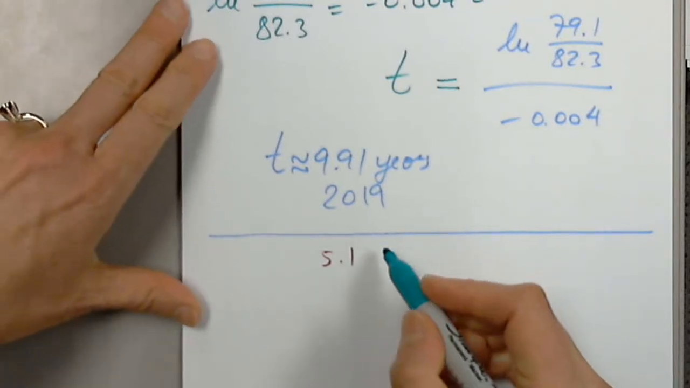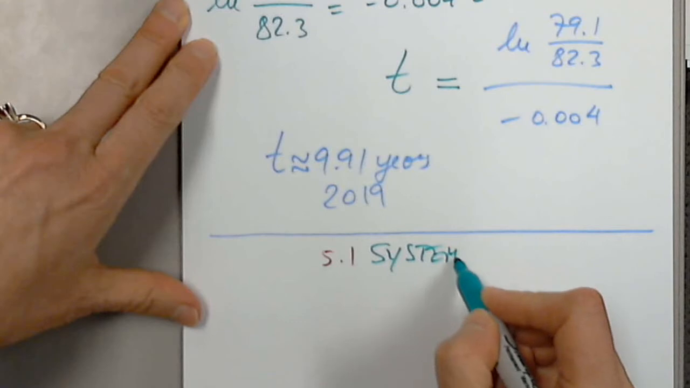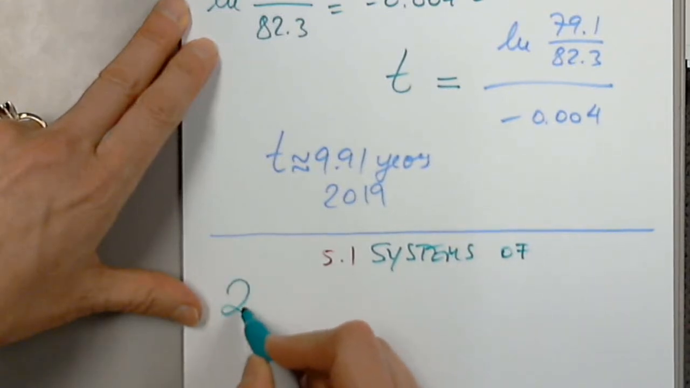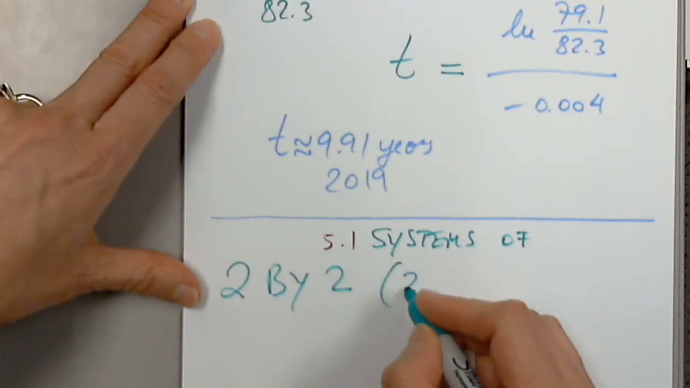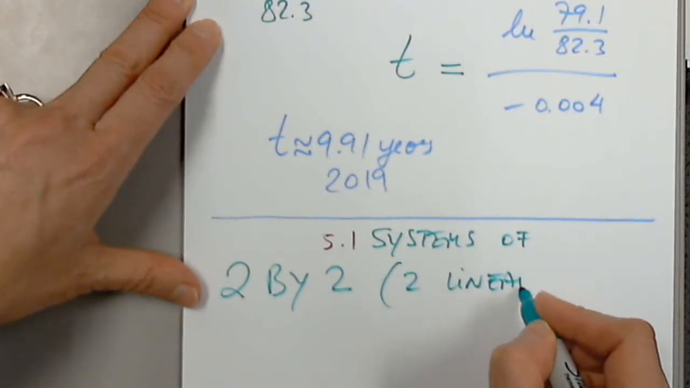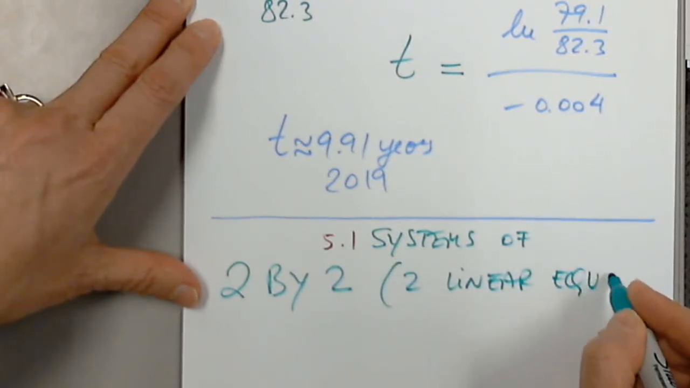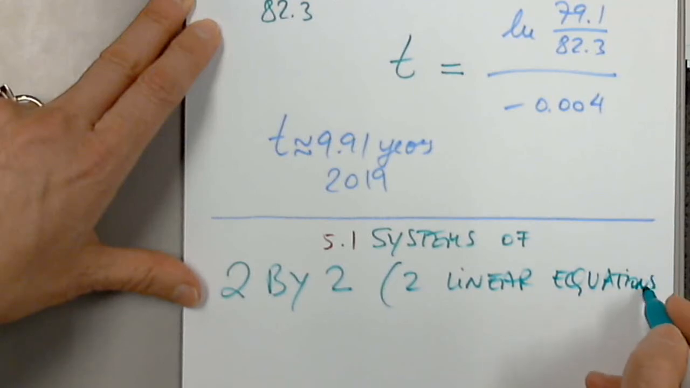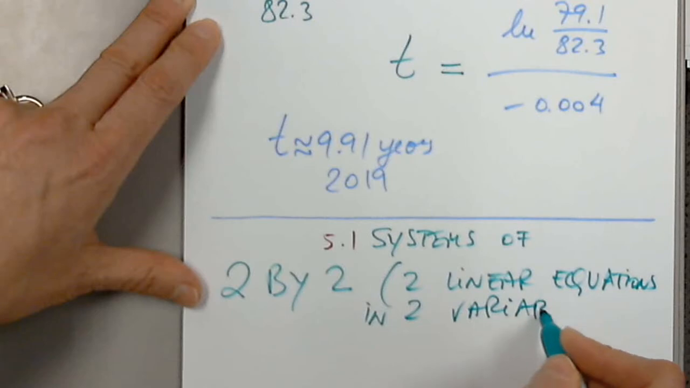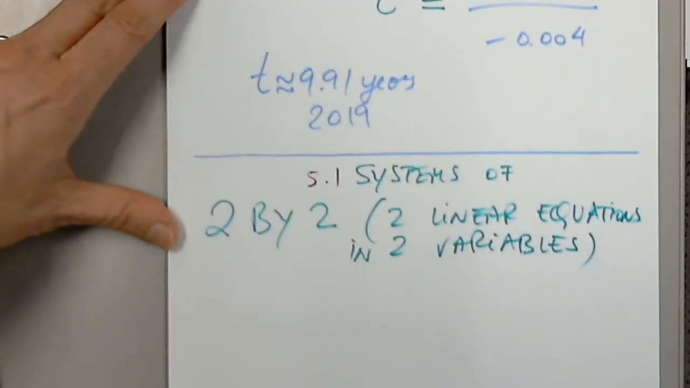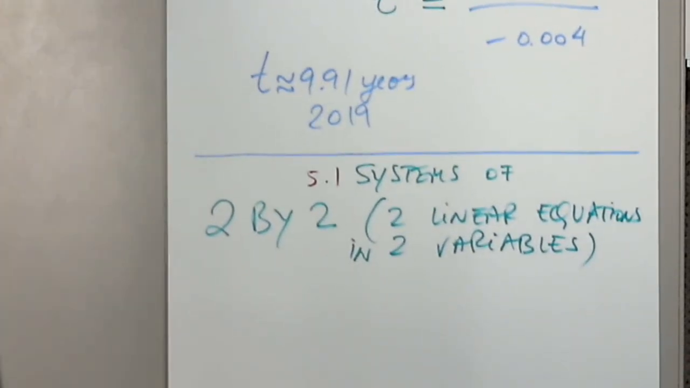So systems of 2 by 2. What does that mean? Two linear equations in two variables. What will 3 by 3 mean? Three linear equations and three variables. That's it.